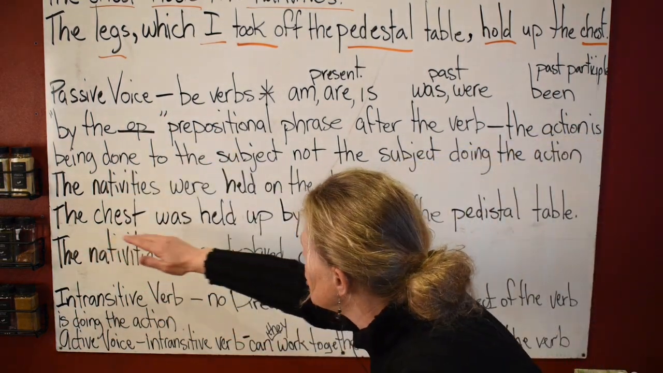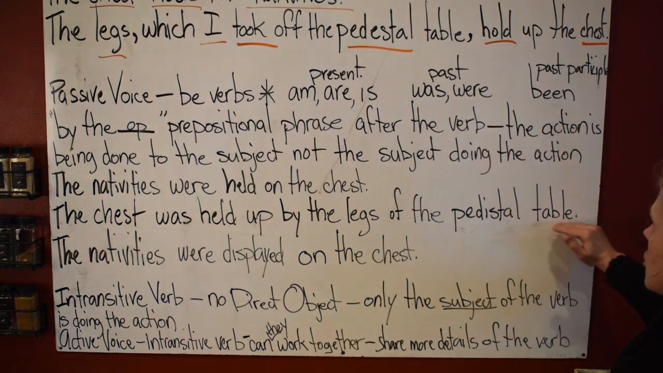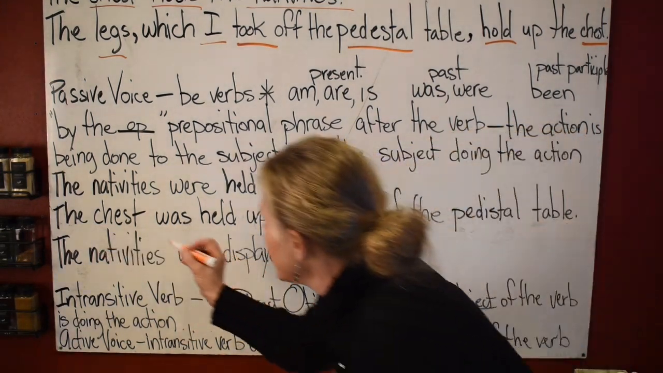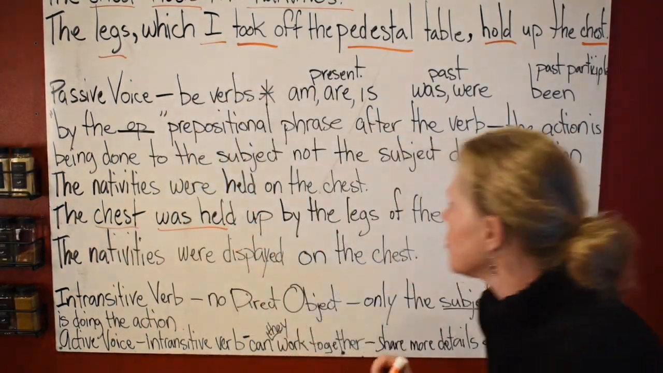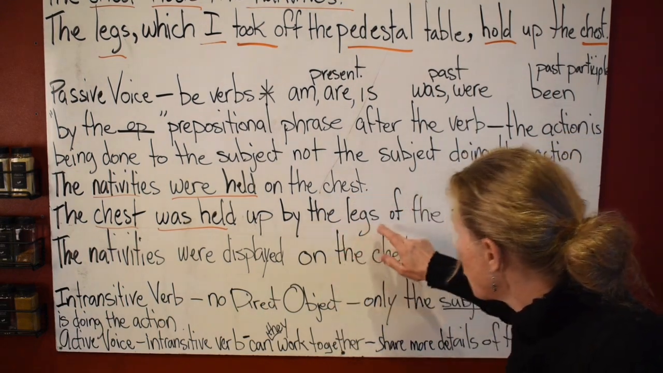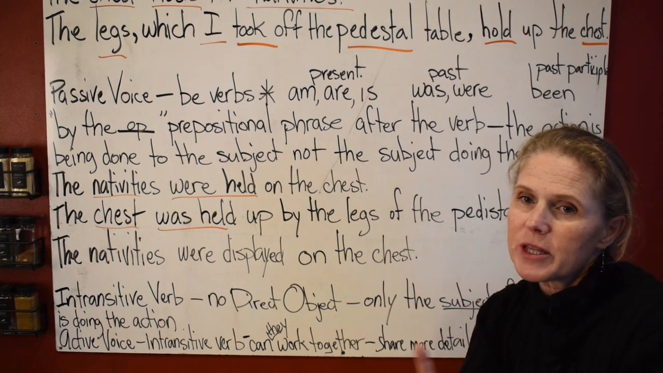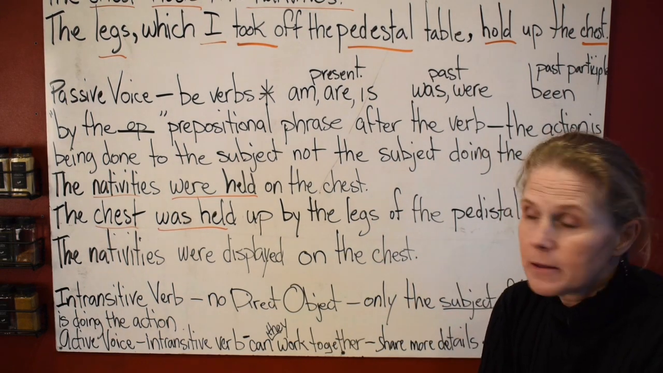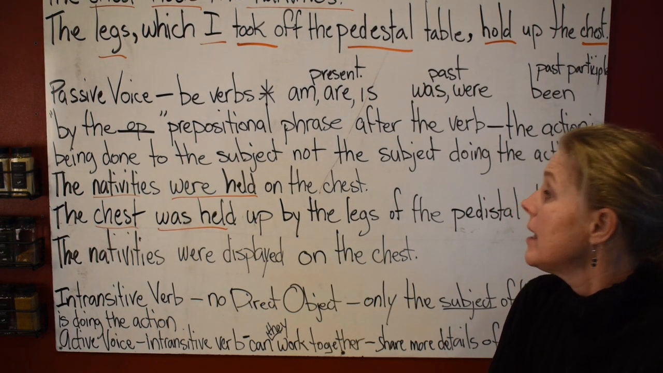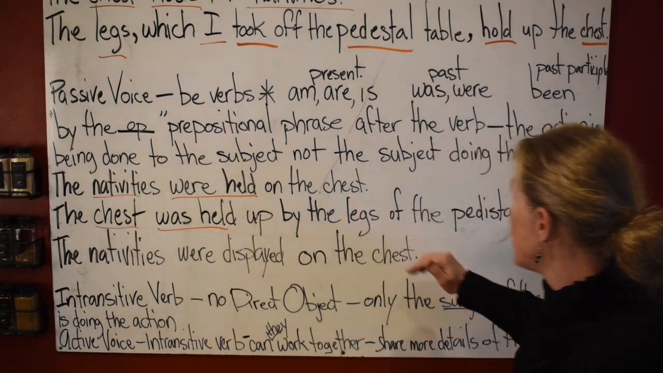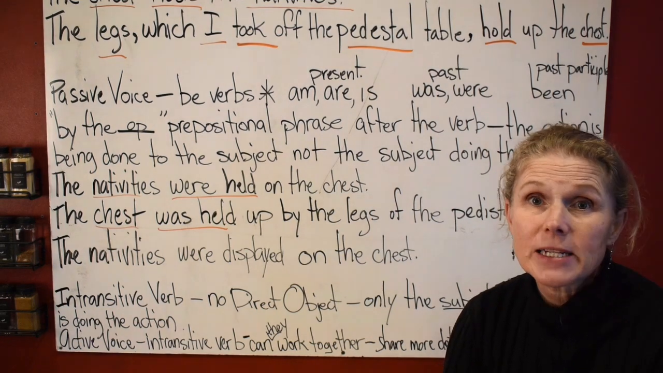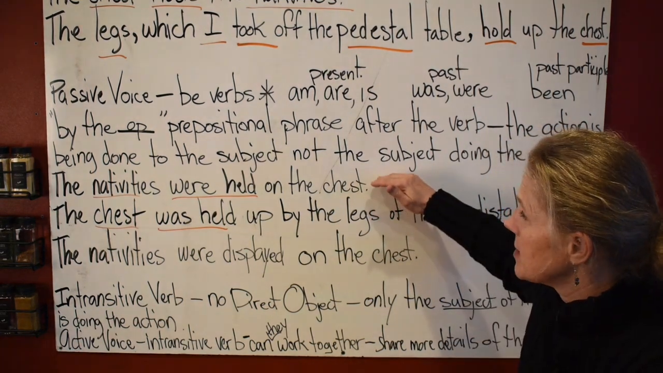Now let's look at this one. The chest was held up by the legs of the pedestal table. Now, this is in passive voice. See, we have our subject and our verb. If you put it in active, then you will have your subject right here. So how are you going to put this in active voice? The legs held the chest up. You would have to change up your wording, but that's the whole point: you change up your wording to put it in active, use fewer words, and it makes more sense.